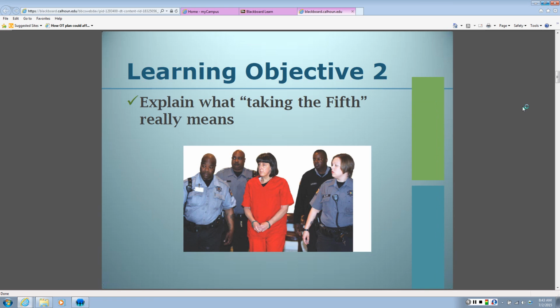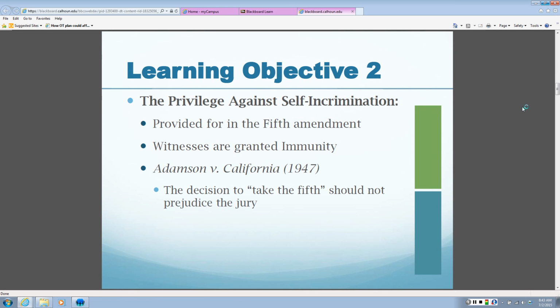The Fifth Amendment. This is the privilege against self-incrimination. And what this means is that if you are a criminal defendant, you are not required to testify on your own behalf, and that choice of not testifying on your own behalf shall not be used by the jury as an indication of your guilt. It shouldn't prejudice them.